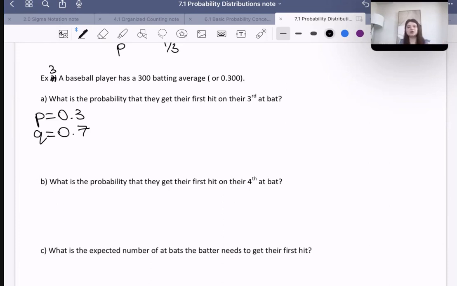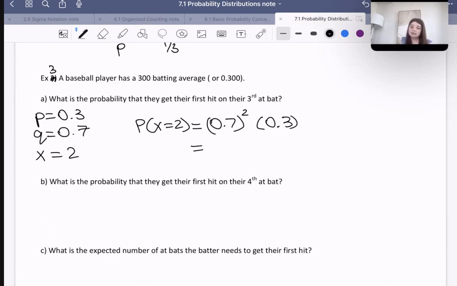And we want to know the probability they get their first hit on the third time that they go up to bat. So that means they would have to have 2 failures first. So let's plug those numbers in, right? That means something with a 0.7 chance needs to happen twice first, and then we get our success, which happens 30% of the time, and that's going to be 0.147. Very good.